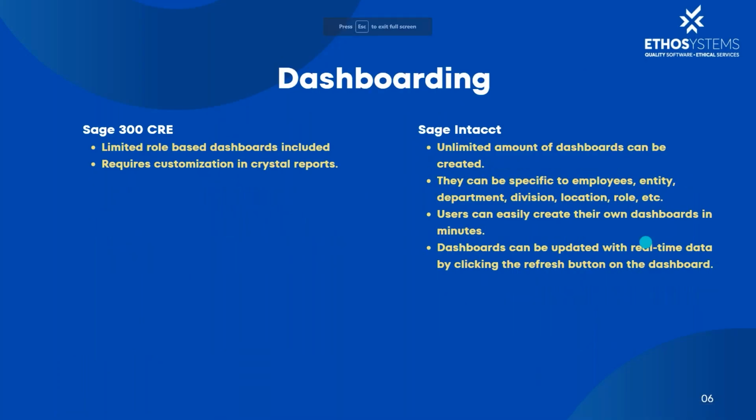So dashboarding, I know I already kind of jumped into a little bit, but with Sage Intacct CRE, the vast majority of our clients have limited role-based dashboards, but everyone kind of has that one main job dashboard that everyone uses. Whereas with Intacct, there's an unlimited amount of dashboards. You can create them easily, which we'll show shortly. You can make them specific to employee, entity, department, division, location, role. And as I mentioned, users can create their own easily, and they can be updated in real time.